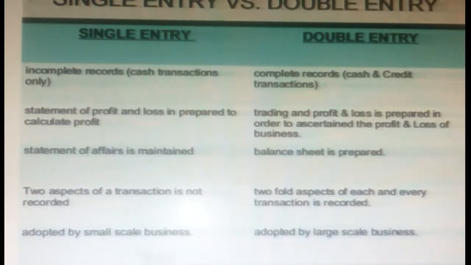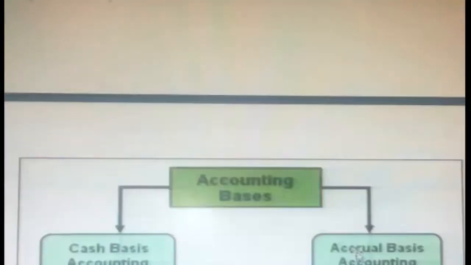Similarly, single entry is adopted by small scale businesses, for example, a petty shop or sole trader. Mostly they will follow single entry. But double entry is adopted by large scale businesses. So the double entry system is best for large scale business, correct? That's the difference between single entry versus double entry.